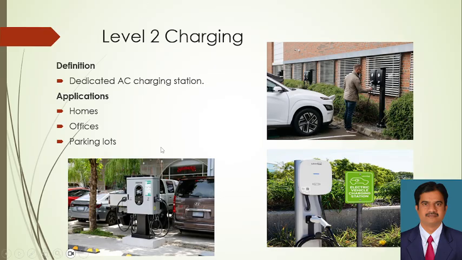Look at the figure. These are the dedicated charging stations available at the public level. All three figures shown are charging stations belonging to level 2. So applications may be homes, where we have a level 2 charging station at the home itself, and offices also. Big offices and companies that talk about zero emission prefer electric vehicles, and in those cases also offices have charging stations.